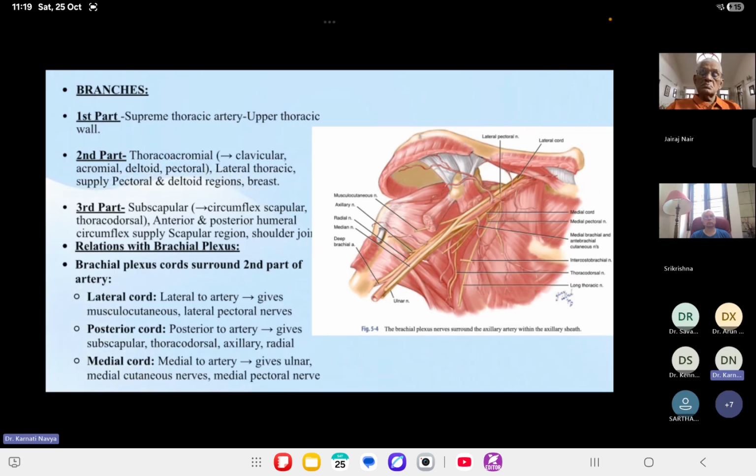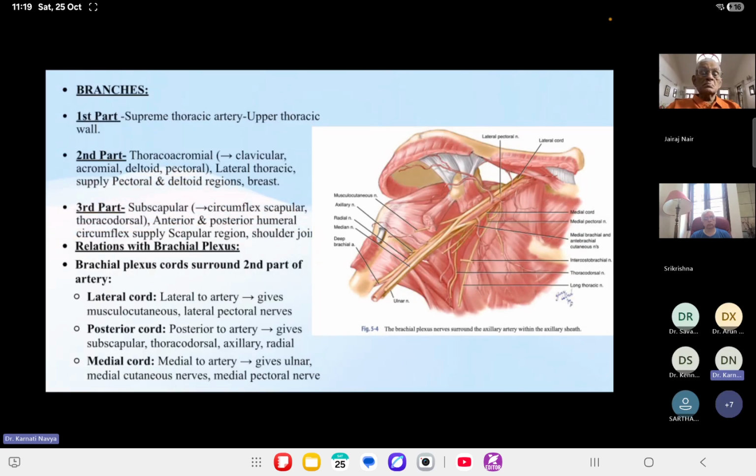Its branches: the first part gives rise to the superior thoracic artery to the upper thoracic wall. The second part gives rise to the thoracoacromial artery, which supplies the clavicle, acromial process, deltoid, and the pectoral branches, whereas the lateral thoracic supplies the pectoral and deltoid regions and the breast. The third part is the subscapular, which gives rise to the circumflex scapular and thoracodorsal arteries, and the anterior and posterior humeral circumflex, supplying the scapular region and the shoulder joint.